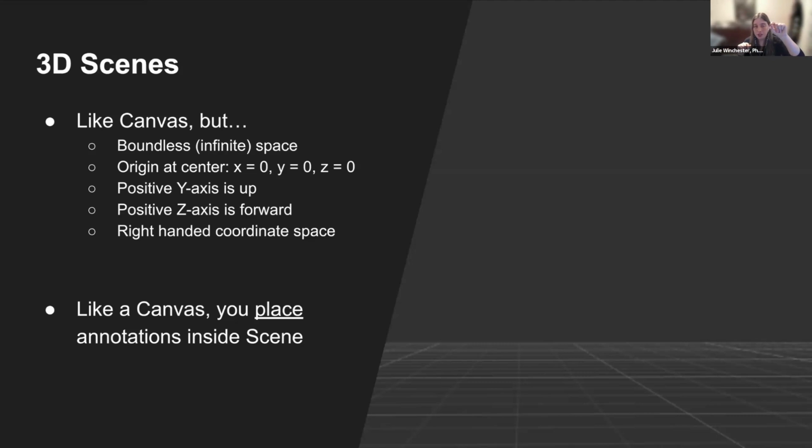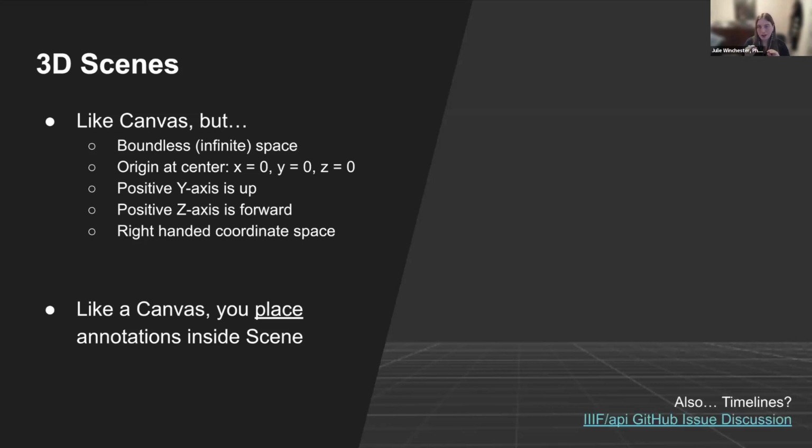Whereas the origin of a 2D canvas is in the top left corner, the origin of a scene is at the center. And if you have done things with 3D before, just to check some bases of how that scene works, your up direction is your positive y-axis, and toward you, the viewer, is the positive z-axis, and together this makes it a right-handed coordinate space. And much like a canvas, you can place annotations inside a scene.